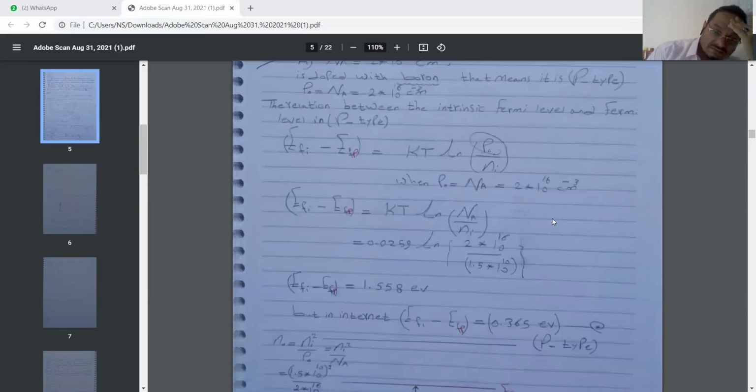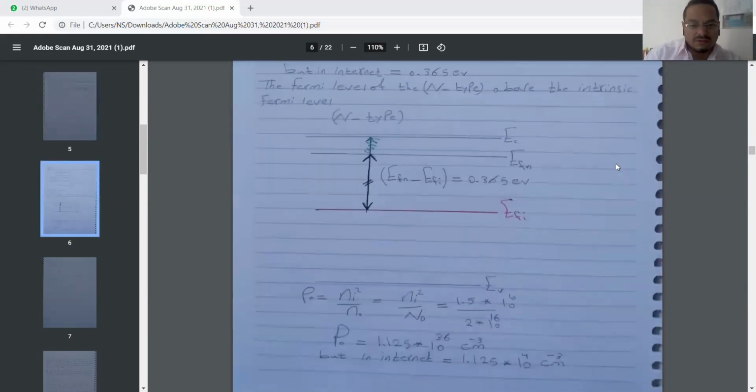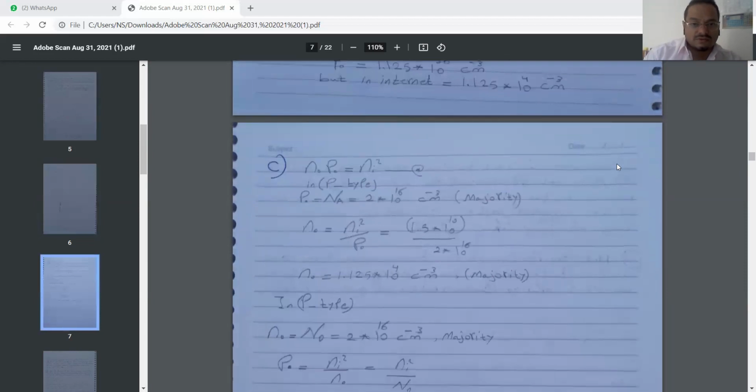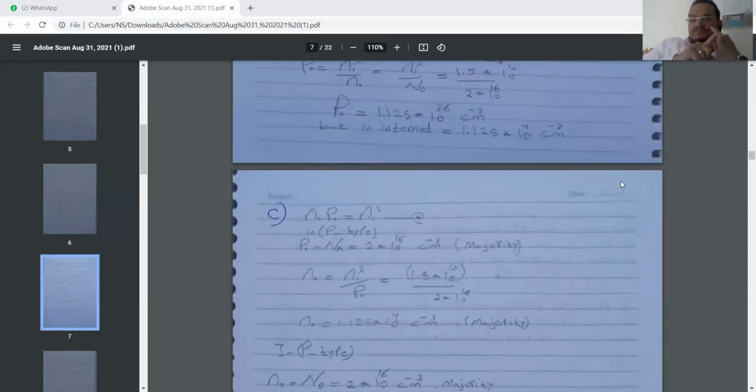At the last part, C, the question asks to calculate n naught and p naught in parts A and B. I actually solved it, but let's talk about it together. Here we must note another important thing. In p-type, p naught will be the majority, and the n naught concentration of electrons will be the minority.